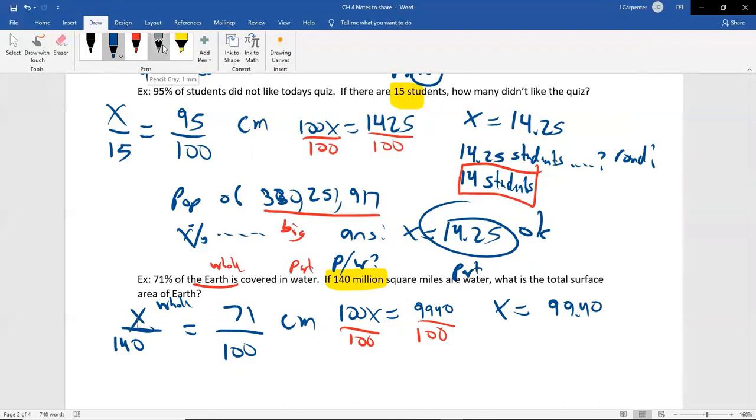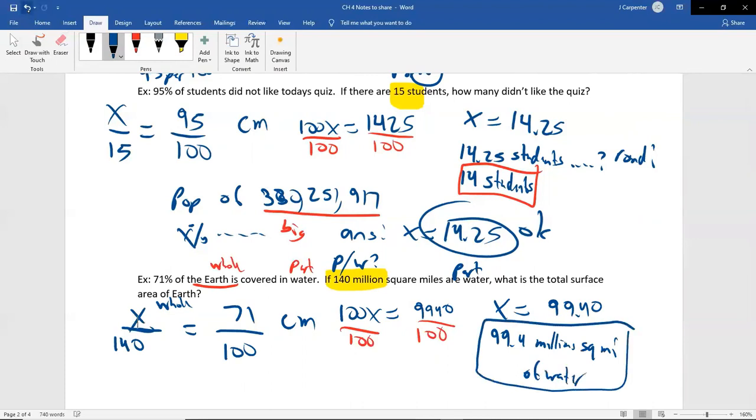That is not the answer. If you just say that, that's wrong. 99.40 what? It's 99.40, or just 99.4. You don't really need the zero since we're not talking about money. Millions of square miles. And that would be of water.